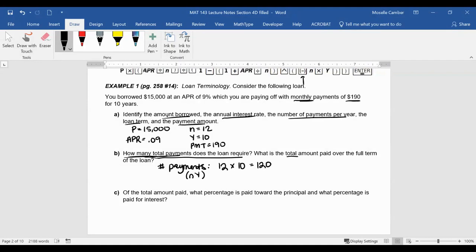And then they want the total amount paid. So now they want a dollar amount. So the total paid is going to be the amount you pay each time, 190, times the total number of times you pay it. So that's 120. So that is $22,800 that you've paid. And again, this is just like last time: the payment times your N times your Y.